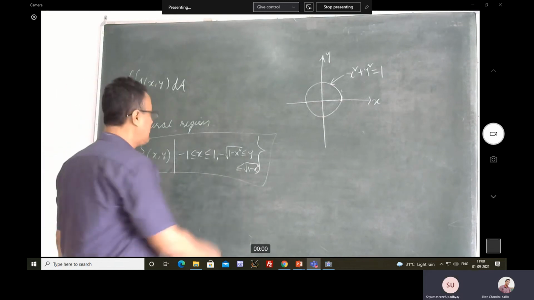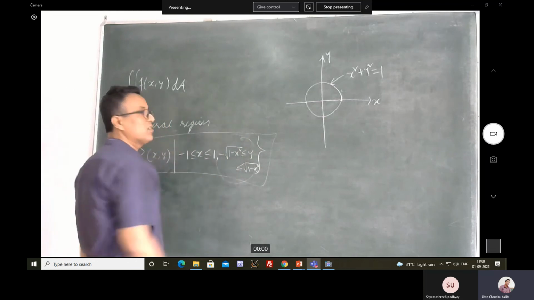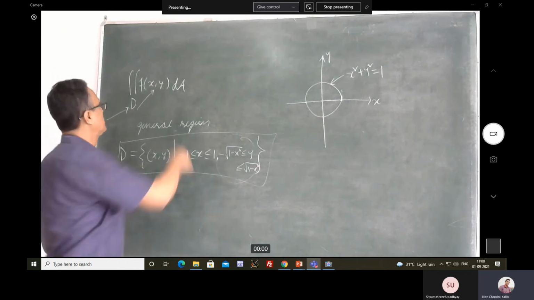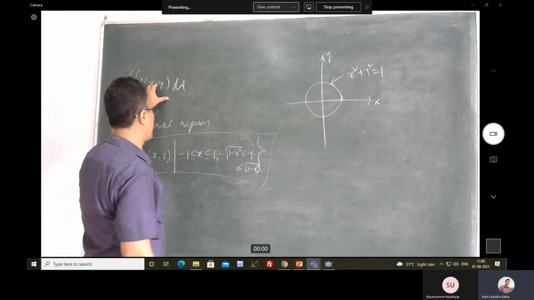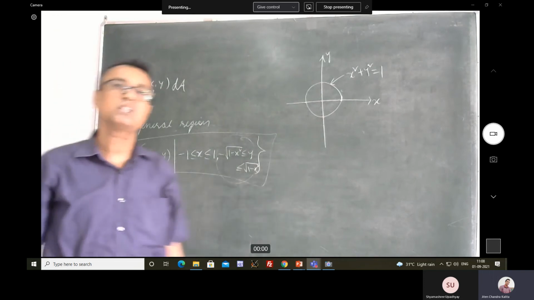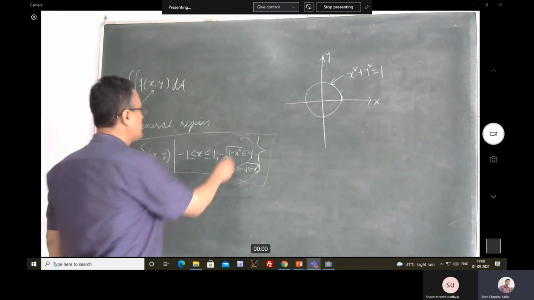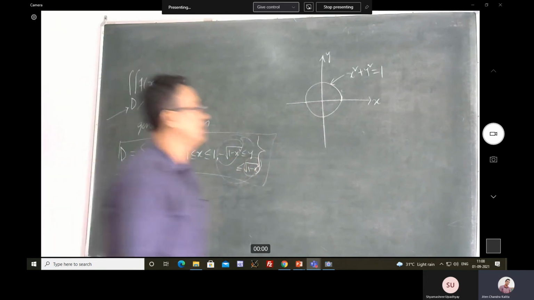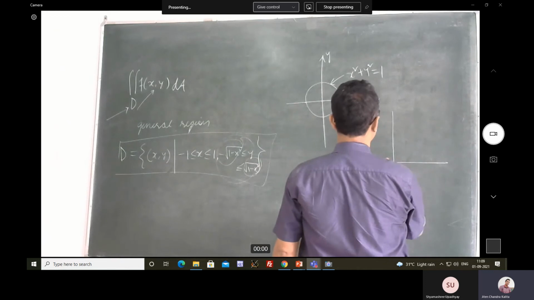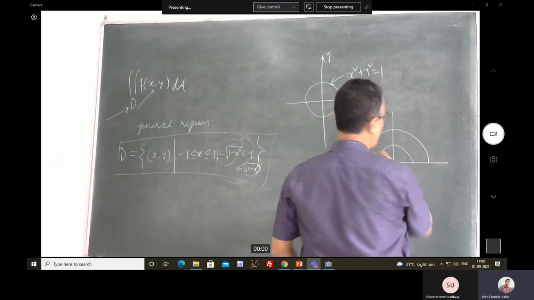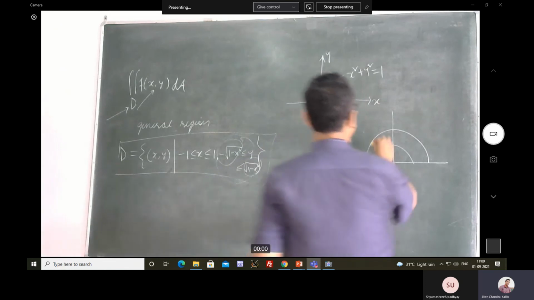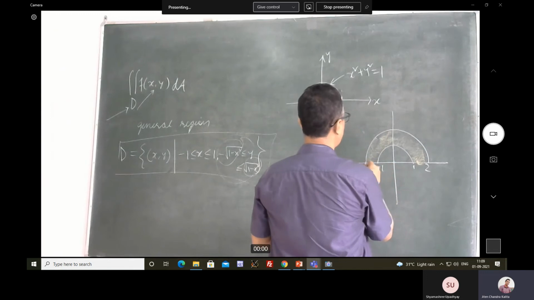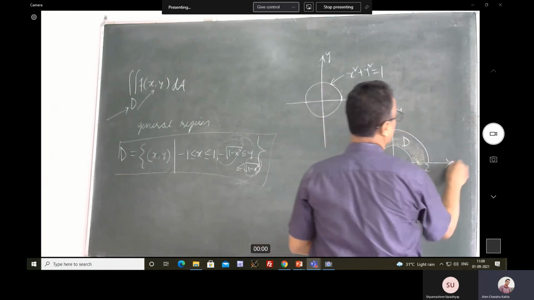And again, depending upon the integrand, your computation is going to be simpler or more complicated. And you have to work with some upper and lower limits like this. That may be cumbersome. Or you may have something like this. Say, suppose you have this shaded portion as your domain.